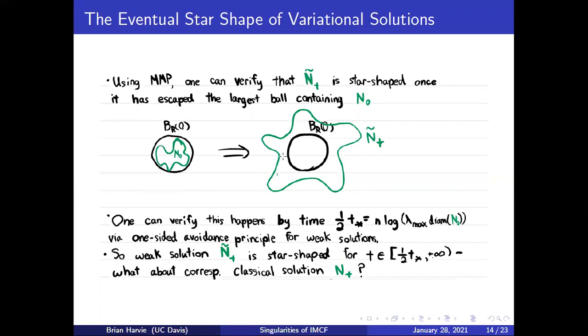which is useful because you know a lot of things about star-shaped inverse mean curvature flow. And you can, using an avoidance principle for weak solutions, actually estimate how long it will take for this to happen. So the time that I got that it took for this to happen was n times the log of lambda max times diameter of N naught. And let me just remind you again that lambda max is the largest principal curvature of N naught. So you can estimate how long it will take the weak solution to become star-shaped in terms of N naught, which is the boundary of E naught.